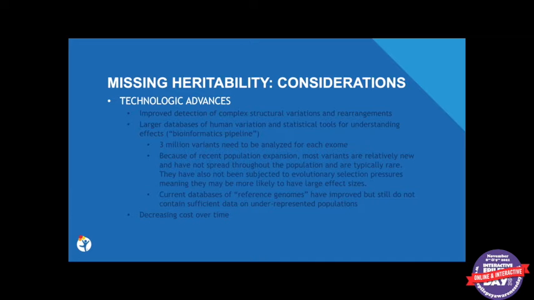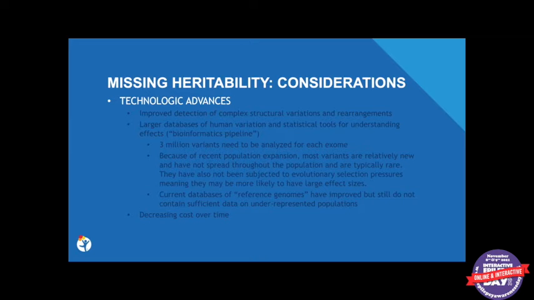We also have better databases of human variation, right? So all of us are slightly different from each other. If we're going to quantify that, we have about 3 million variations in our genetic sequence between any two given people. And because the population has expanded so much so recently, those variations are probably relatively unique and have not spread through the population. They may be very rare.